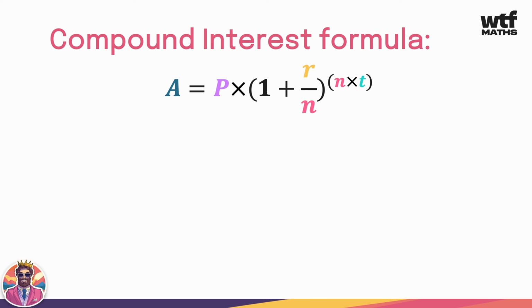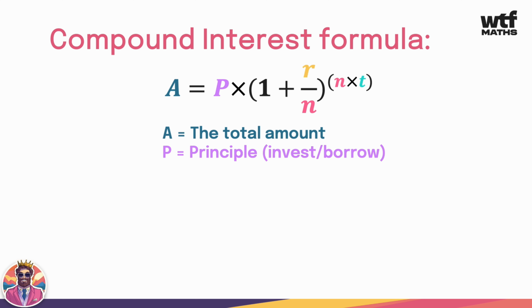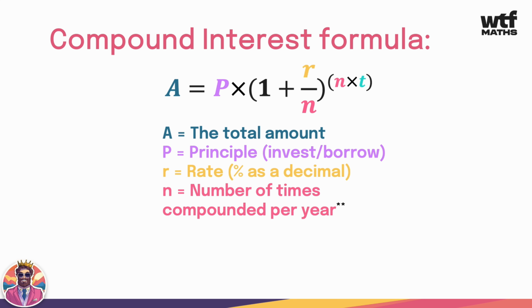Alrighty, here is the compound interest formula. Now it looks a little complicated, but you'll notice 3 of the letters are exactly the same as the simple interest formula. So let's break this down. First of all, capital A just refers to the total amount. It's how much money you have at the very end after we've done all the calculations. P stands for principal. It's how much you invest or borrow in the account. R is the rate, and again, even though it's a percentage, we write it as a decimal, 0 point something. N is the number of times it's compounded per year.